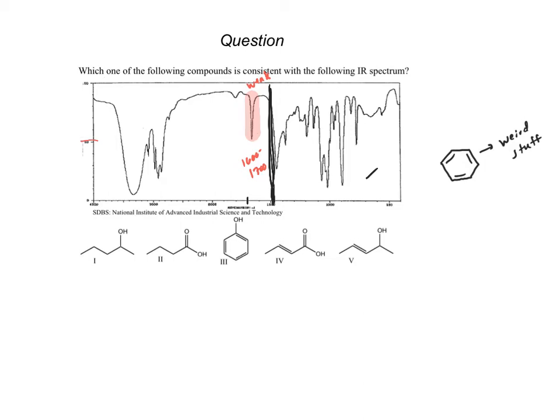Okay, so weak in that 1700 region area, who do you think it's going to be? It's not going to be a carbon-oxygen. It's going to be carbon-carbon, right? This is pretty indicative, especially this weak signal, of a carbon-carbon double bond, okay? So that's number one. How else could we find this carbon-carbon double bond?